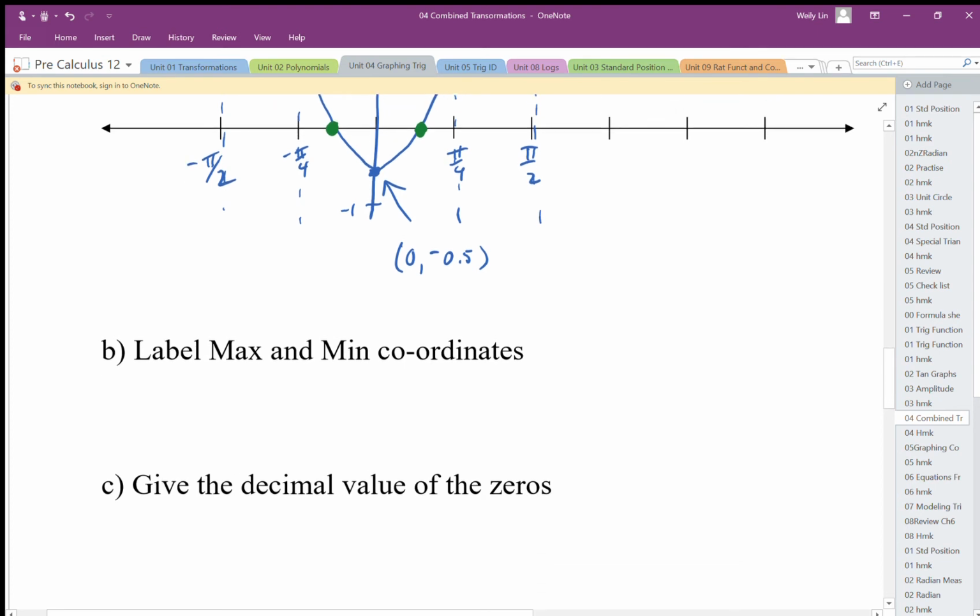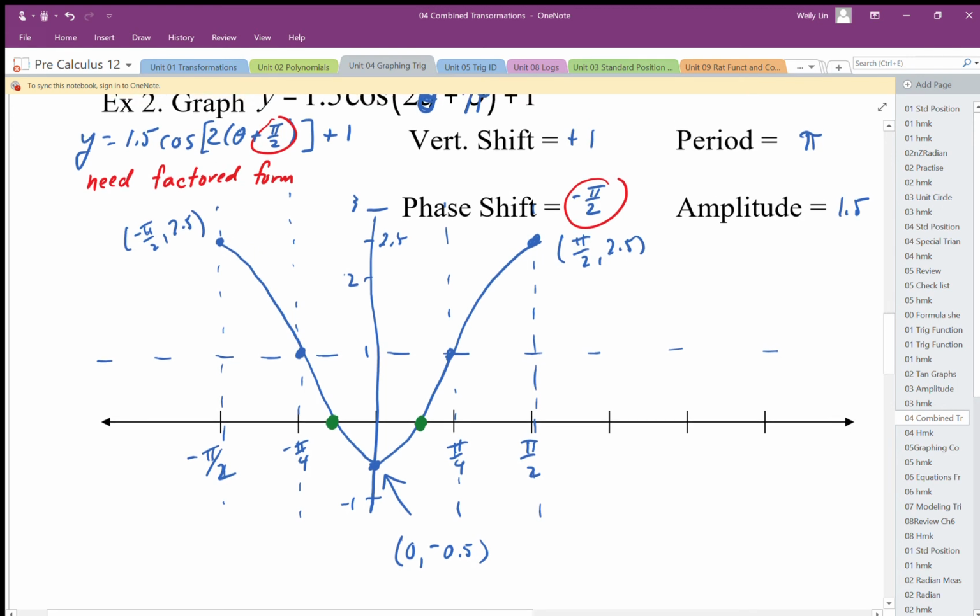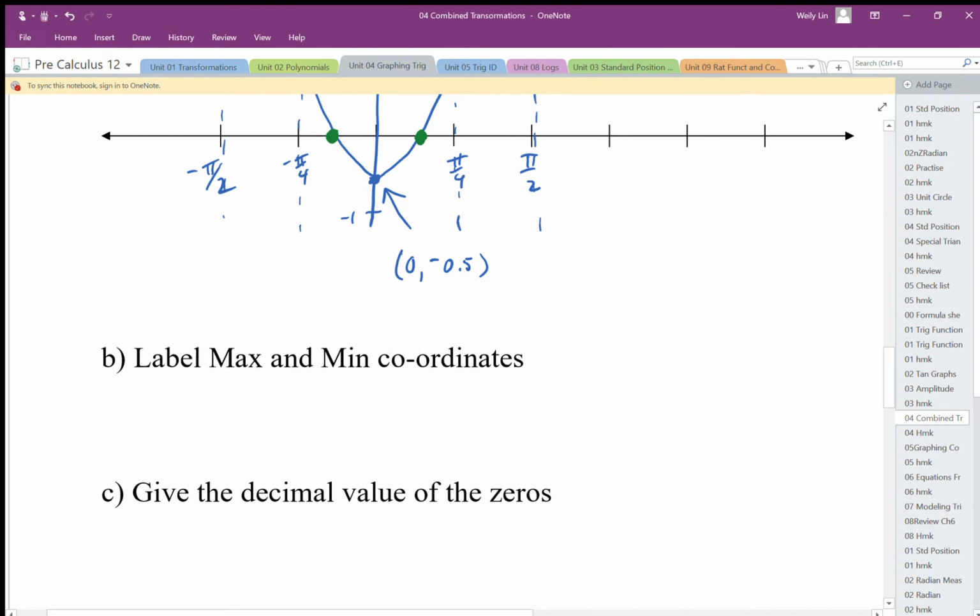So how do we set this up? Well, I take the original equation and make the y equal to 0. So I need to solve this. I'm going to start with 0 is equal to 1.5 cosine of 2 theta plus pi over 2, plus 1.